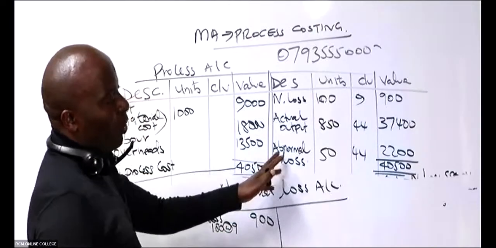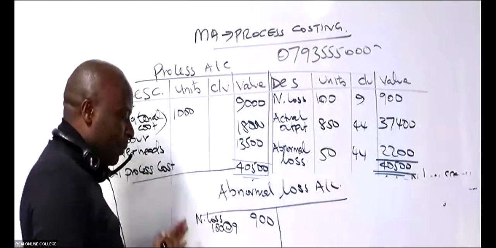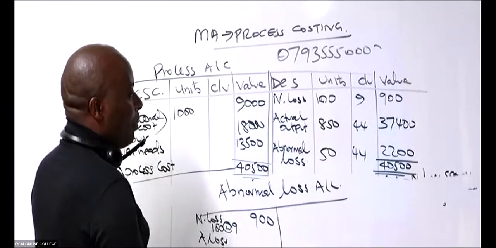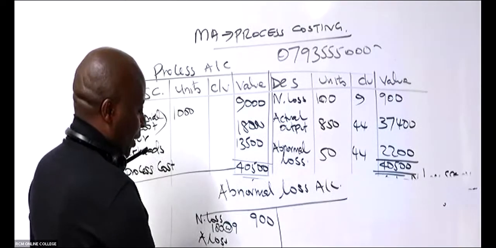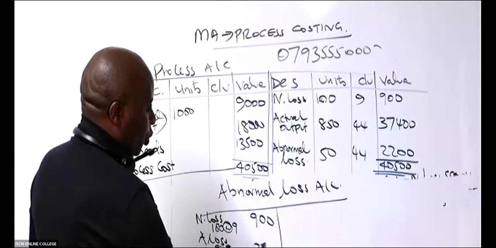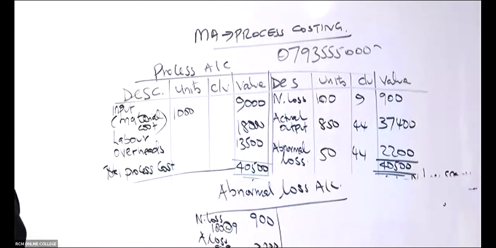And then we have abnormal loss, which was credited here. So again, we debit it here. So we have abnormal loss, 50 at 44, giving me 2,200.